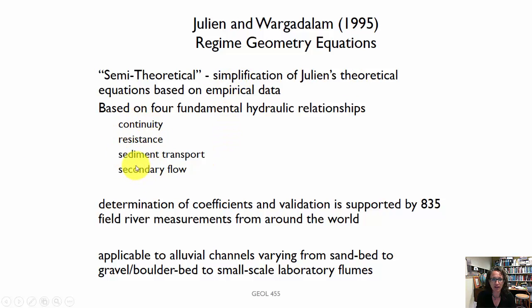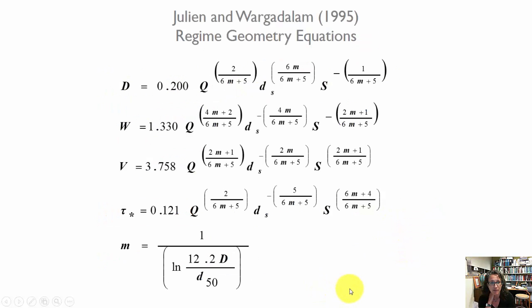And then with another grad student, he developed what he calls a semi-theoretical set of hydraulic geometry equations that are based on the 4 fundamental hydraulic relationships: continuity, the energy balance equation or flow resistance, sediment transport, and some of the mechanics of secondary flow. They used 835 rivers, and this is applicable to alluvial channels with wide-ranging grain size beds, and this is what they came up with.